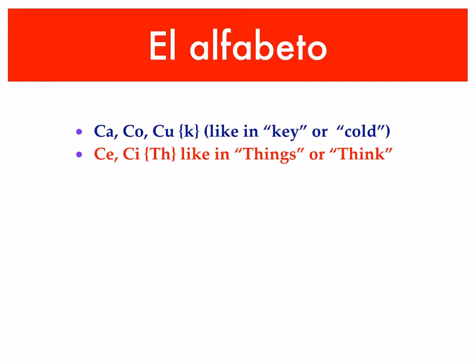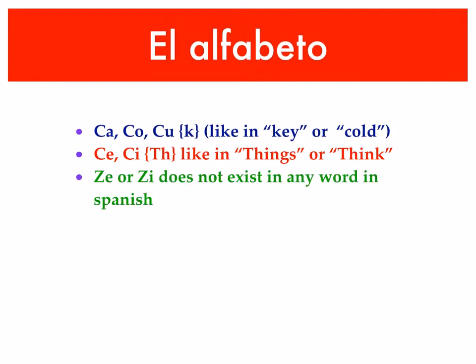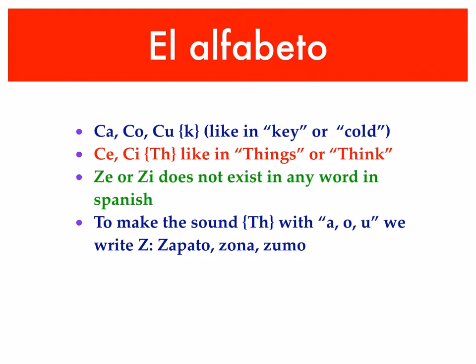The first consequence of this little rule is that you are not going to see any word written in Spanish with ze or zi, because that is the TH sound, okay? So, how do we do tha, tho, thu, meaning the TH with a, o, u? Well, very easy. We use the zeta. Zapato, zona, zumo. Listen to it. Zapato, zona, zumo. Like in things.